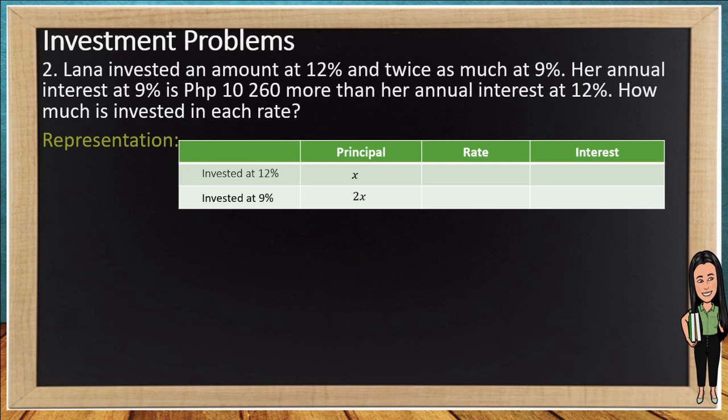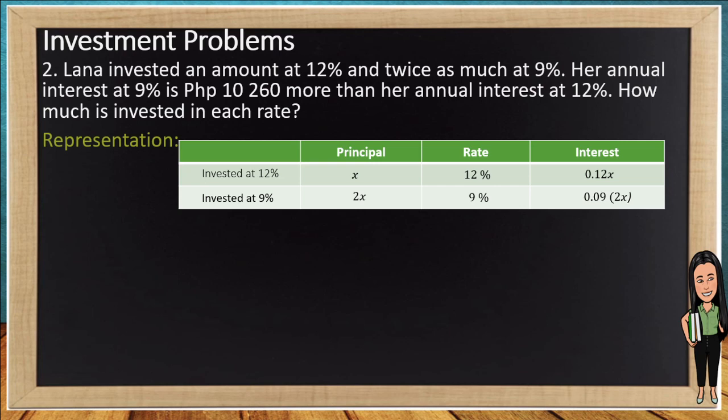Okay? Her annual interest at 9% is 10,600 more than the other. So, yun ang gagamitin natin sa paggawa ng working equation. Determine muna natin yung interest dito. Yung rate, 12% do sa una, 9% sa pangalawa. Interest is 0.12x for the first one, and for the second one, 0.09 times quantity 2x.